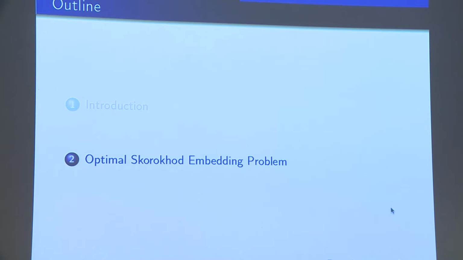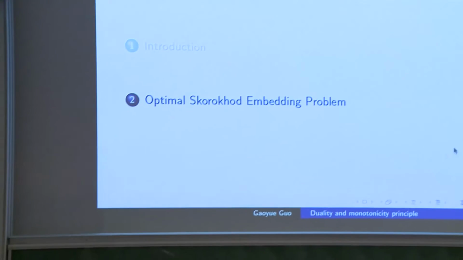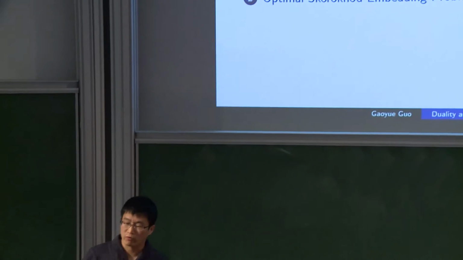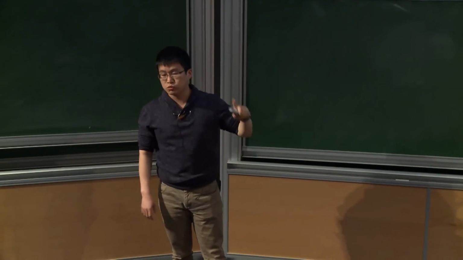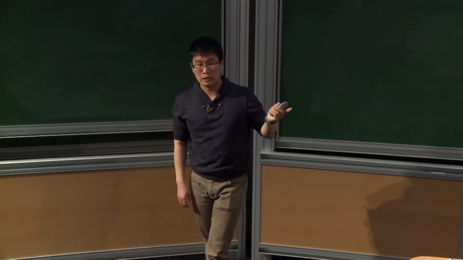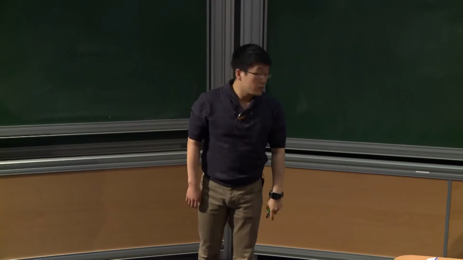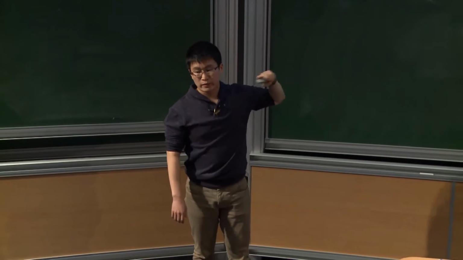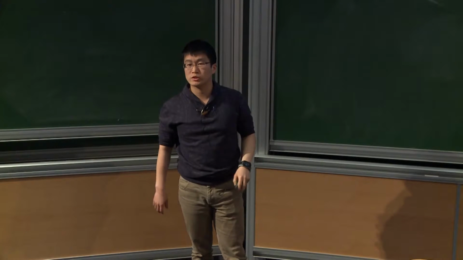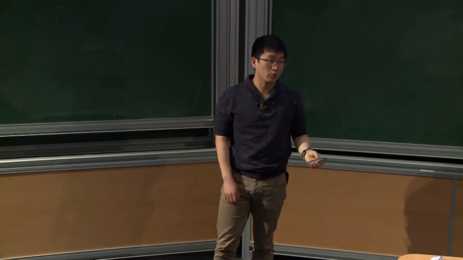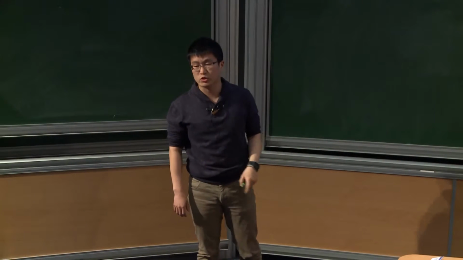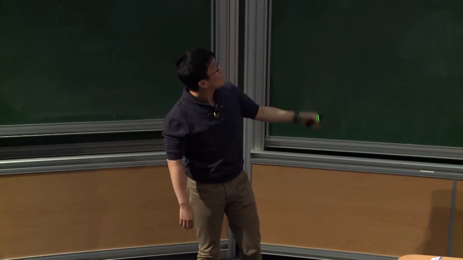The main result of this talk is twofold. First, we give a weak formulation of the optimal Skorokhod embedding problem and prove the corresponding duality. Secondly, we derive a principle called the multiplicity principle, allowing us to characterize the optimizer via its geometric support. Okay, let's go.